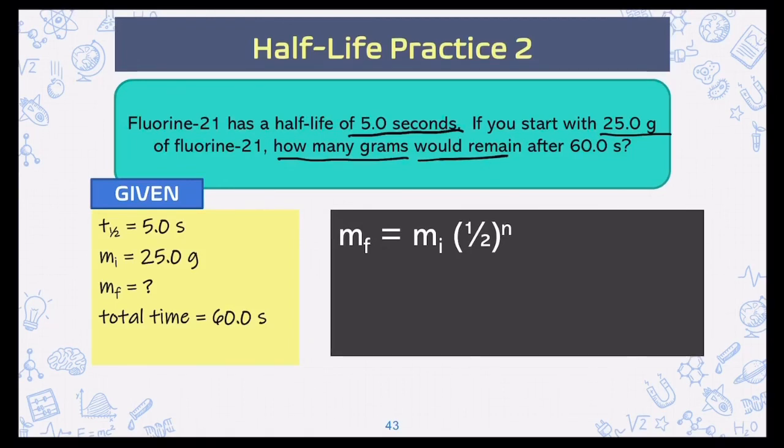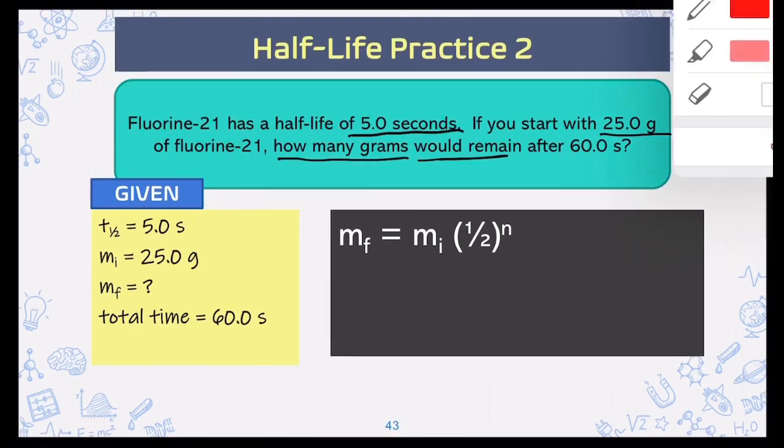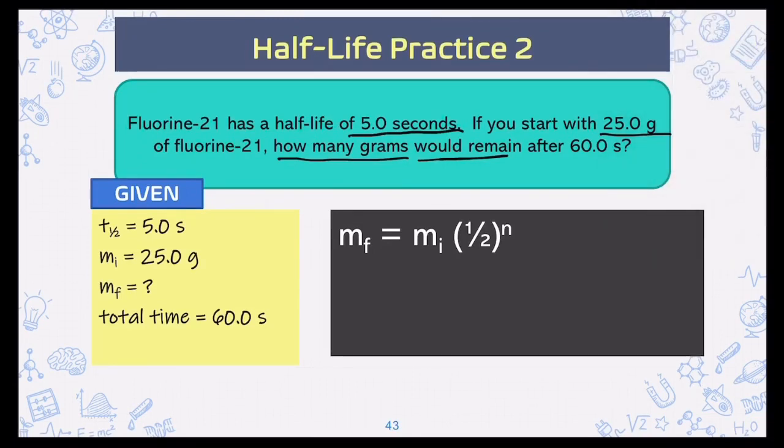Now we have the initial mass, and we know that we're solving for the final mass, but what we're still missing is this value here, the n. So how do we solve for n? N, remember, represents the number of half-lives. We are given all the information we need to figure out what n is. You have the total amount of time, 60 seconds, and you have the amount of time in 1 half-life.